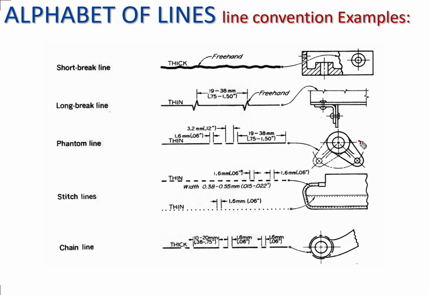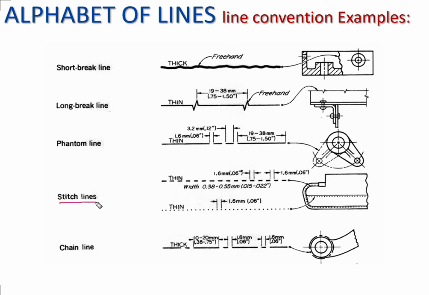In this example, guys, we have a moving part. As we see here, we have the phantom lines. These phantom lines should be thin, not thick, and should be long, double small, long dashes.